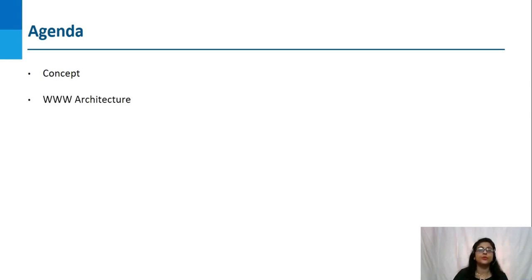Then WWW architecture. After that, different types of web documents that are available in the internet like active web documents, dynamic web documents and static web documents. After that, we are going to learn in details about the HTTP transaction and its different messages. After that, HTTP transaction in details. Then the meaning of proxy server and its uses.